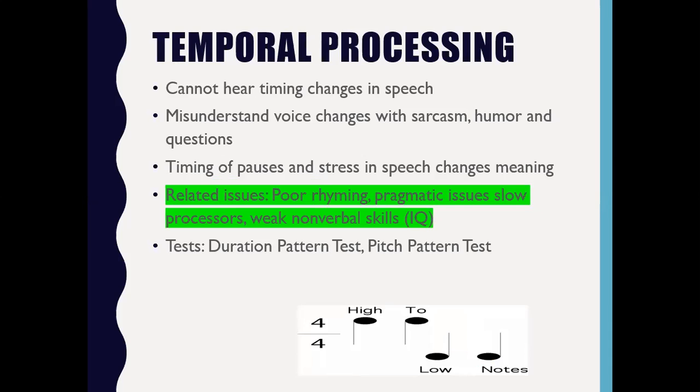They misinterpret, so they don't know why everyone was laughing at Bobby on the playground because I thought he was being mean when he was really being funny. They typically are slow processors in general. They're slow readers, slow writers, and so you'll see that timing delay.